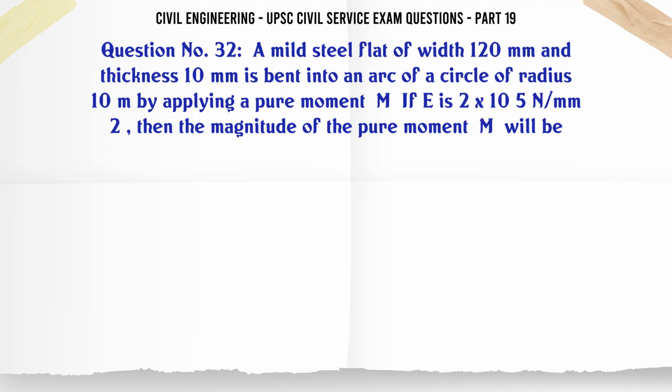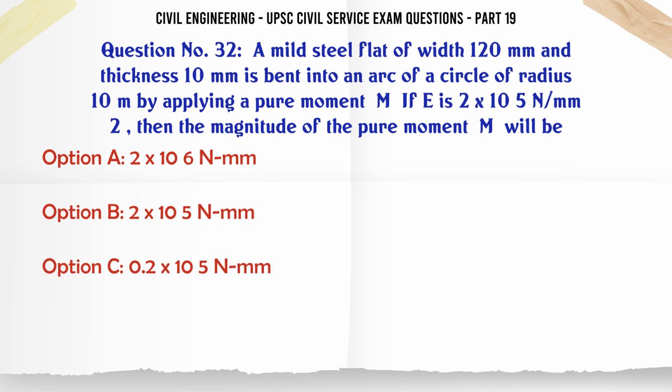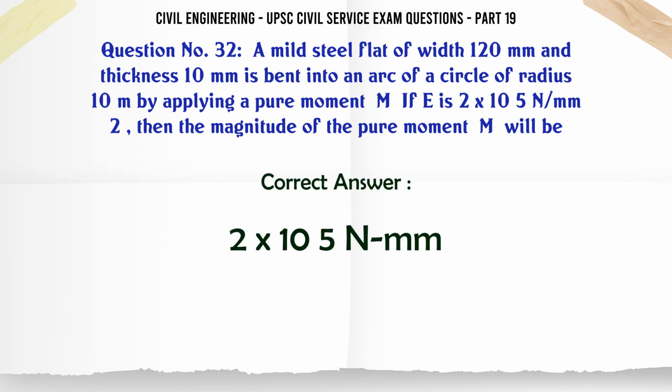A mild steel flat of width 120 mm and thickness 10 mm is bent into an arc of a circle of radius 10 m by applying a pure moment M. If E is 2x10^5 N/mm², then the magnitude of the pure moment M will be A. 2x10^6 N mm, B. 2x10^5 N mm, C. 0.2x10^5 N mm, D. 0.2x10^4 N mm. The correct answer is 2x10^5 N mm.